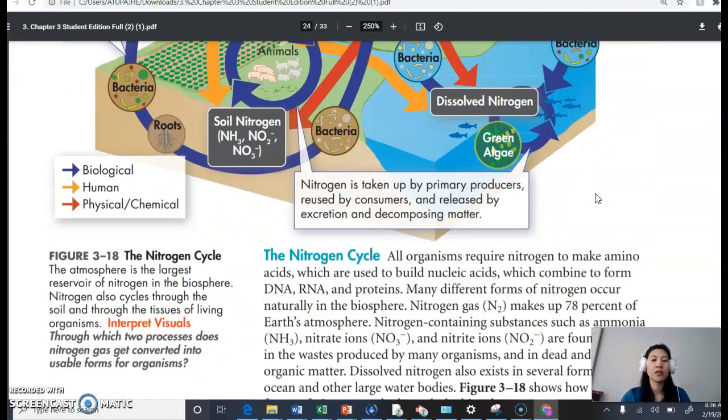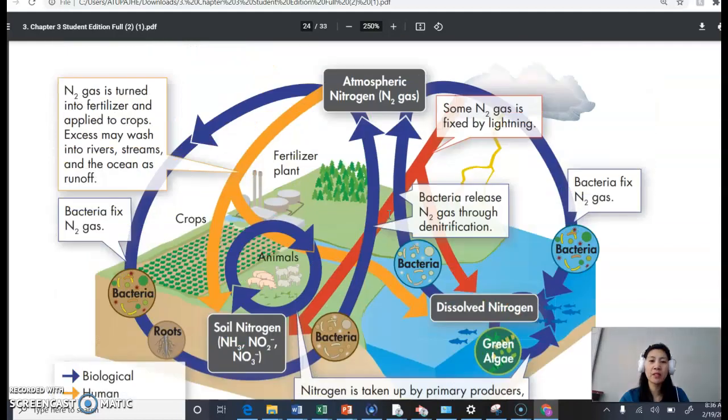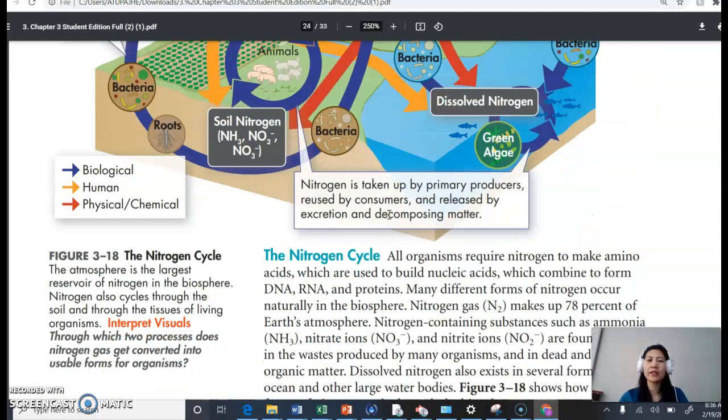Next one. Okay, this is the nitrogen cycle. All organisms require nitrogen to make amino acids. What is this amino acid? You know that amino acids are used to build nucleic acids. Miss A, what are these nucleic acids? Nucleotides are the building blocks of nucleic acids, which are used for DNA, RNA, and proteins. That's right.